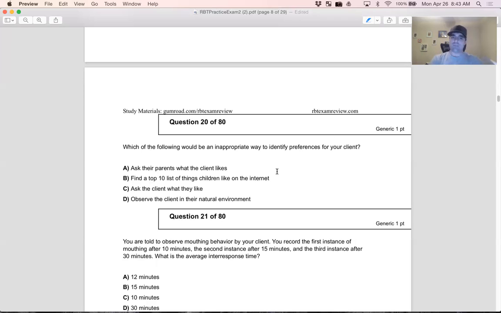What about A? Ask the parent what the client likes. Of course. The parent should know what their kid likes, or at least have an idea. Perfectly acceptable. You should still do preference assessments, but asking the parent what they like is perfectly fine. So the answer, what is inappropriate, is finding a top 10 list of things children like on the internet.